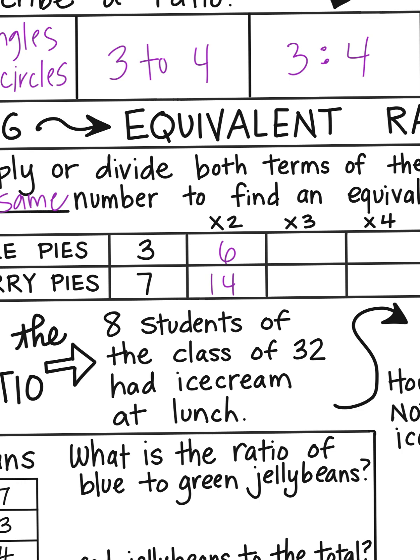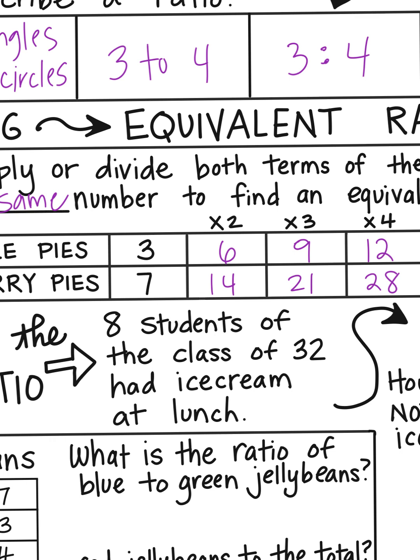Well, what if I multiply 3 by 3? It would be a 9, and then 7 by 3 is 21, a 9 to 21 ratio. The next one would be a 12 to 28 ratio. What would the next one be? 15 to 35. A 15 to 35 ratio. 18 to 42. And then an 18 to 42 ratio.